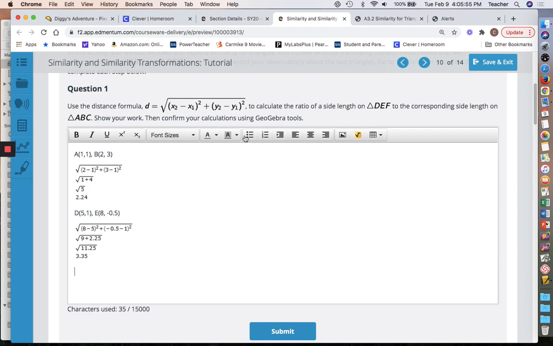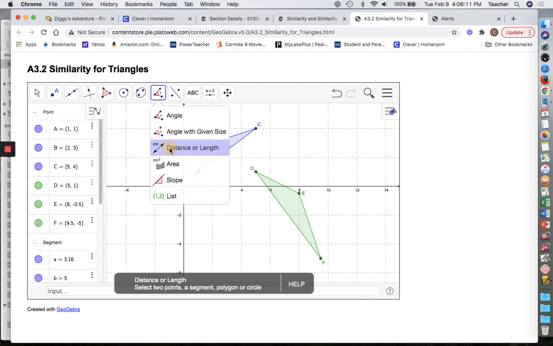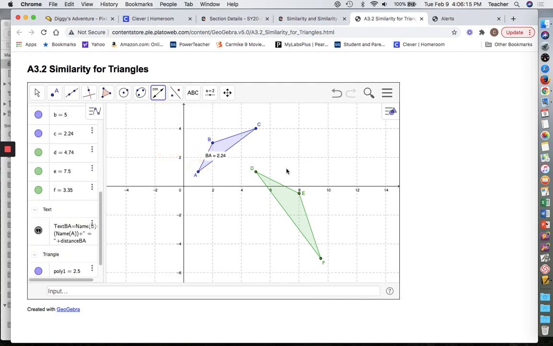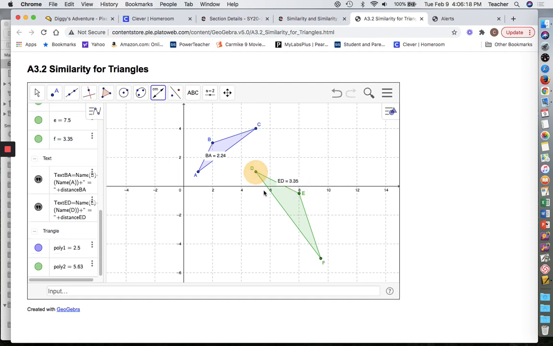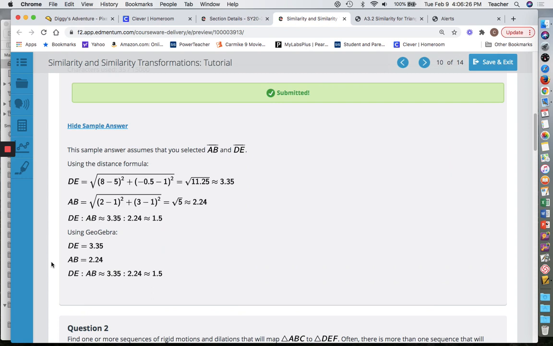It says to find the distances to calculate the ratio of the side length to the corresponding side length. Show your work, then confirm your calculations using GeoGebra. Well, of course, that's what it says. So I'm going to come up here to my angle icon, select distance or length. So click on AB, and I got 2.24. Click on ED, and I got 3.35. Look at that, on the money. All right, so let's see. I'm going to hit submit. All right, there I go.